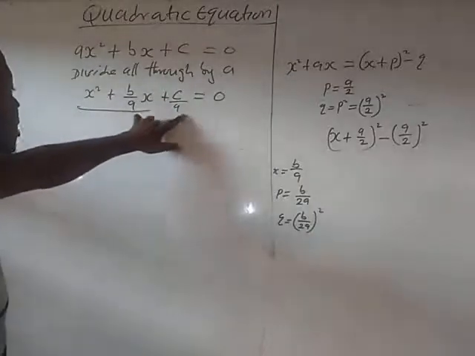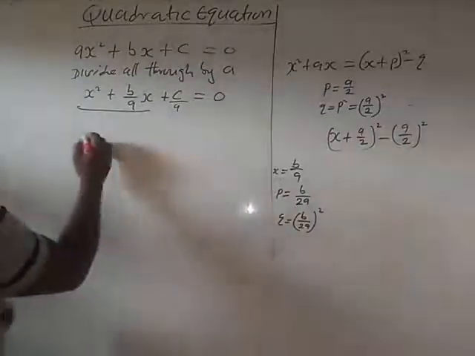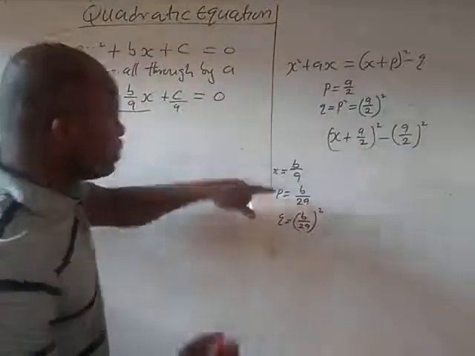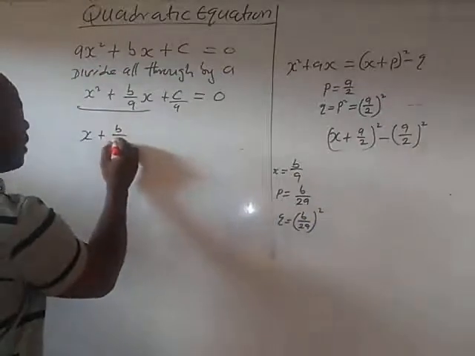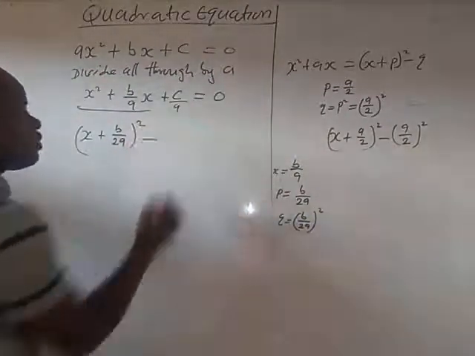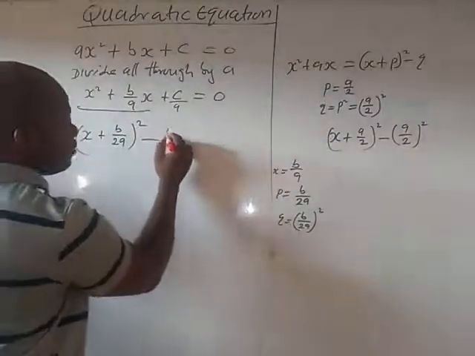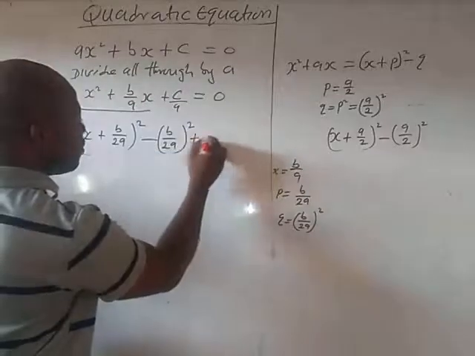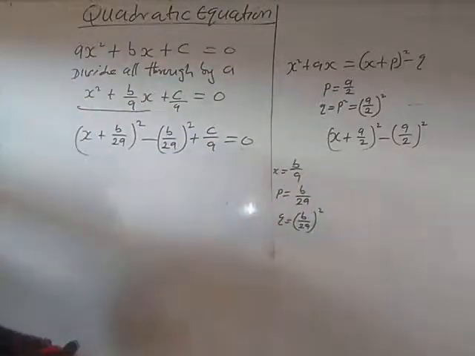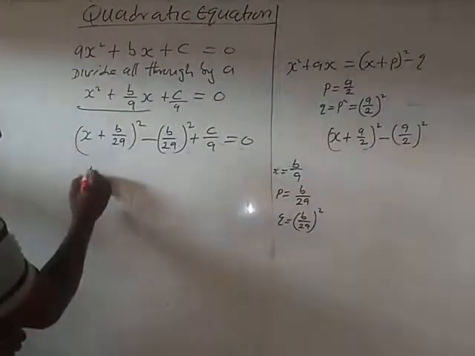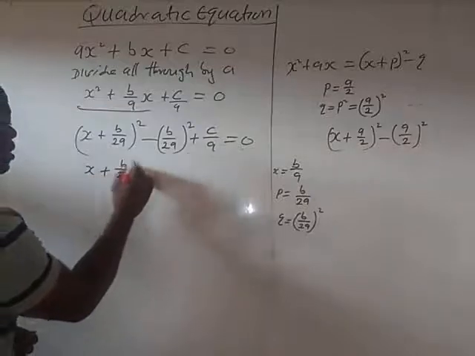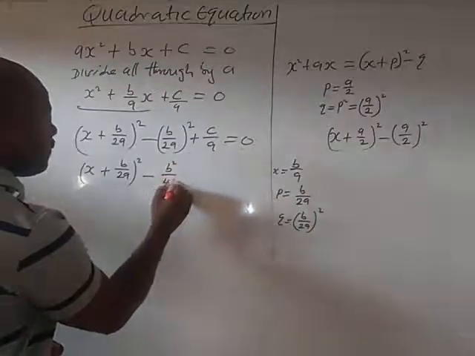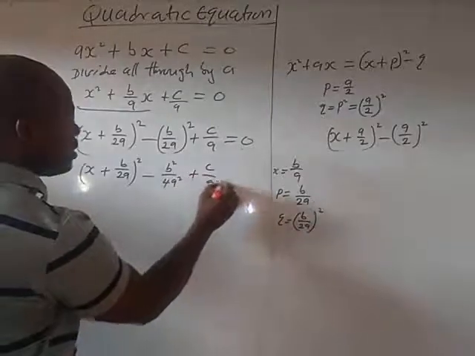Therefore, to write this expression in a complete form, we have x plus our p, which is b over 2a, everything squared, minus our q. What is our q? b over 2a, then we square. Then, what is the constant we have here? Plus c over a, everything equal to 0. Now, we have x plus b over 2a, squared, minus b squared over 4a squared, plus c over a equal to 0.